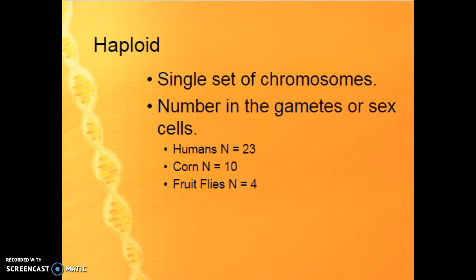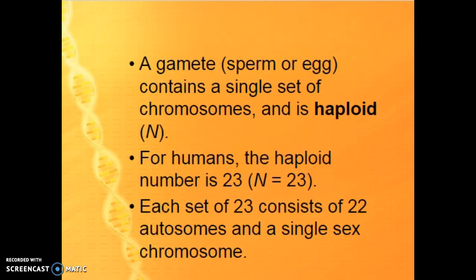When you see haploid, it's going to be a single set of chromosomes. So for humans, that's going to be 23. For corn, it's 10. For fruit flies, it's 4. Those are the number of chromosomes found in the gametes, or the sex cells. So gametes are haploid, so they get this n notation. Our haploid number is 23.